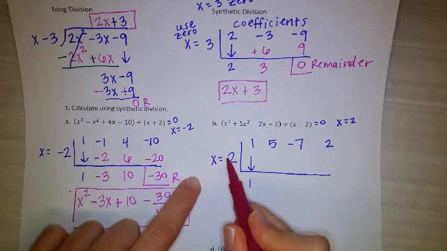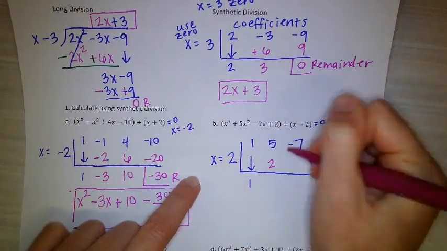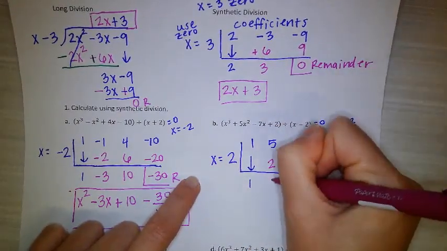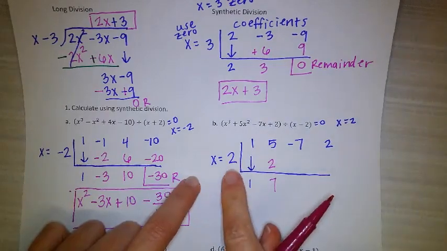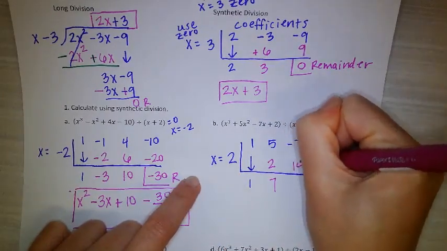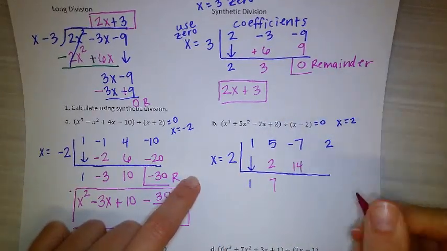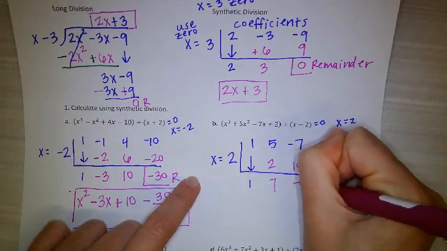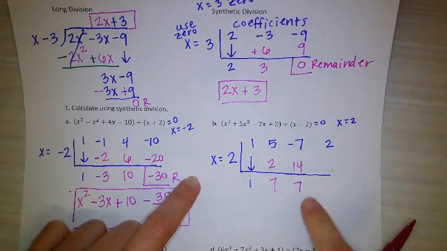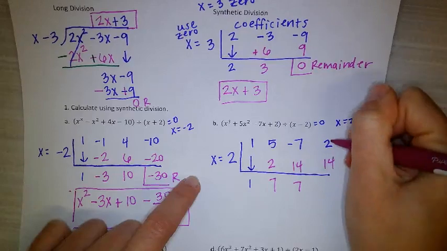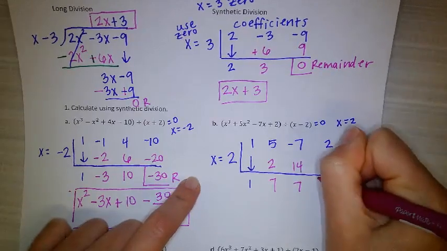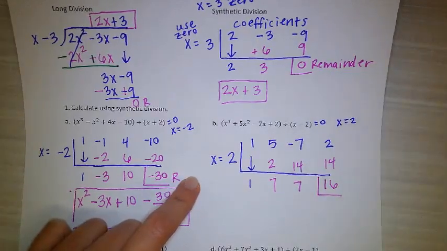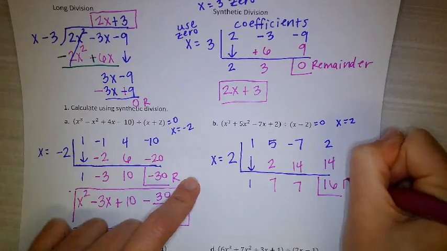2 times 1 is 2. Add straight down to get 7. 2 times 7 is 14. Add straight down to get 19. 2 times 19 is 38. Add straight down to get 16. So I have a remainder of 16.